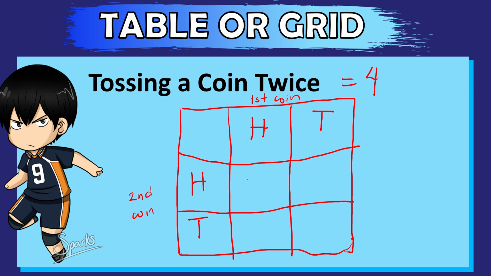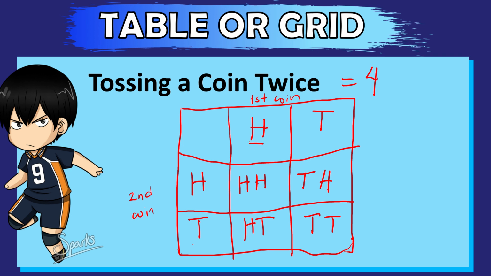Intersection ng columns at rows. First coin ay heads. So, sulatan heads. Second coin ay heads. So, both are heads daw. Sunod, first coin ay tail. Second coin, head. So, tail, heads. First coin, heads. Second coin, tail. Then, first coin, tail. Second coin, tail.